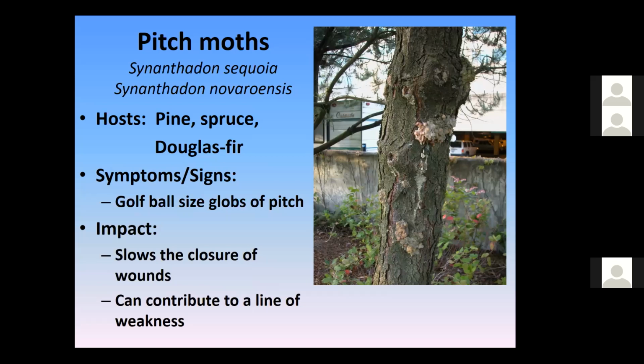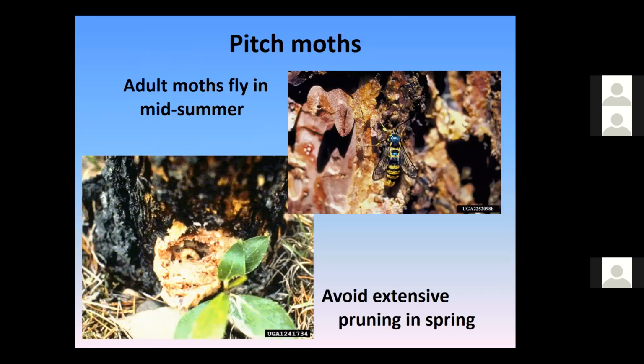And the main impact, you've got a wound there. It's not serious. It's not going to kill the tree, but the wound doesn't close. It can contribute to a weaker area there, and perhaps a place for fungi to get in to decay the wood. If you dig into one of these pitch globs, like here in the lower left, you might see the little caterpillar inside. And it's just feeding on the tree tissue. It stays in that spot.